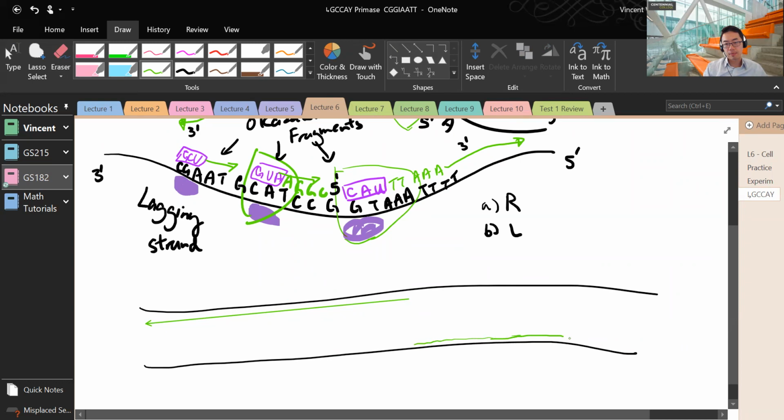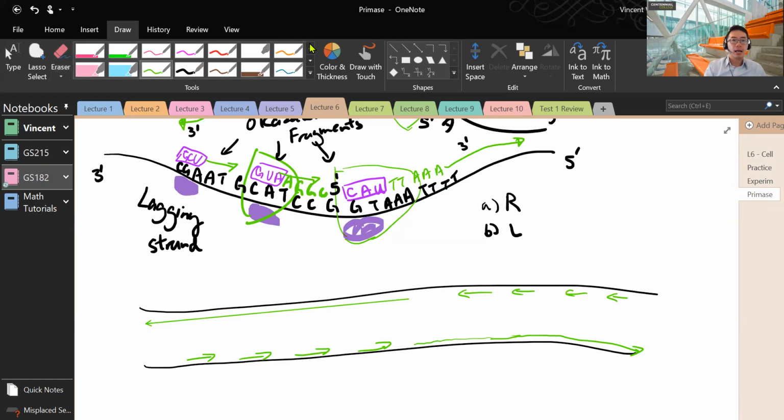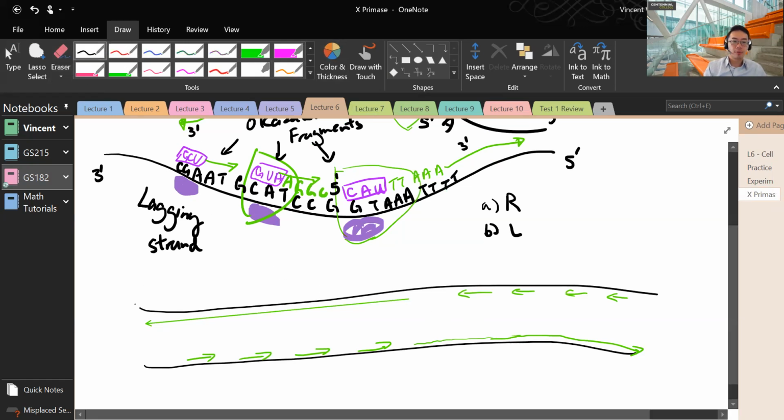Okay, but then you're going to have a bunch of Okazaki fragments here, right? Same thing over here. So that brings out an interesting point. The leading strand actually becomes the lagging strand on the other side, and vice versa. Let me just put some numbers here to help you make sense of it.